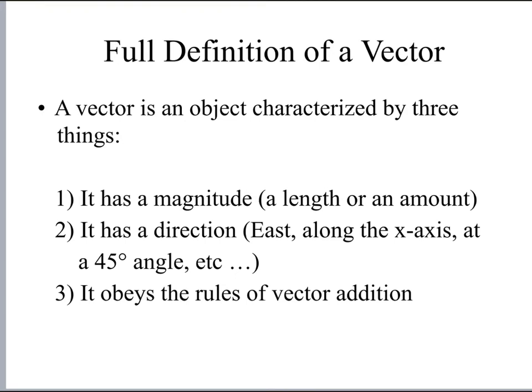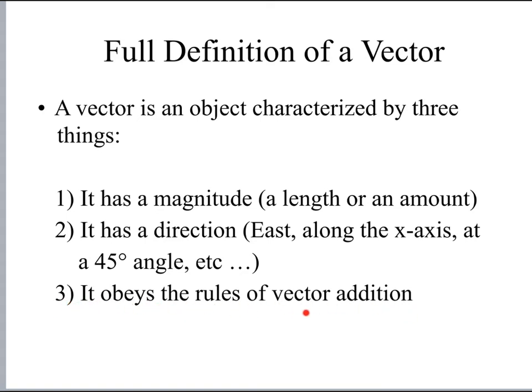Now I'll tell you something, it's a little bit of a pet peeve of mine. Most introductory physics books, that's the definition they give for a vector. They say it has a magnitude and a direction. That definition is actually incomplete. Most introductory physics books are actually wrong on this point because it's very important to have this third part of the definition. It obeys the rules of vector addition.